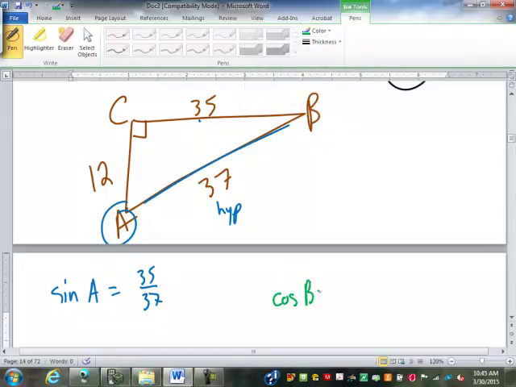Cosine of B would be, careful, cosine is adjacent over hypotenuse. According to angle B, 35 is the adjacent now, so 35 over 37. Remember, A and B are complements because they're in a right triangle together.